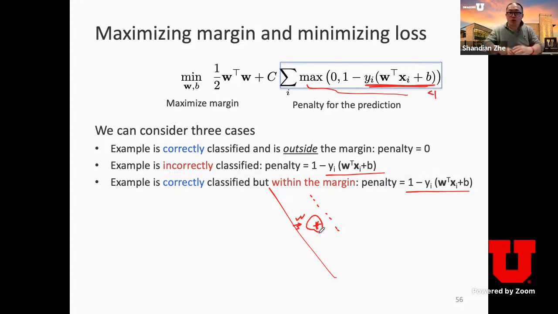This is a unique property of max margin classifier learning. It always encourages you to get away from the training examples. The further away, the better. The less penalty you will pay.